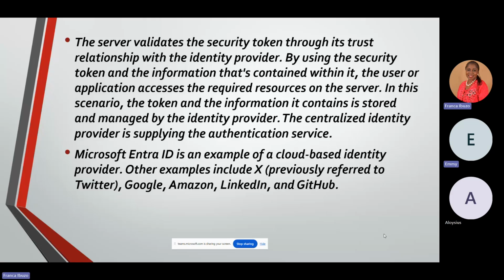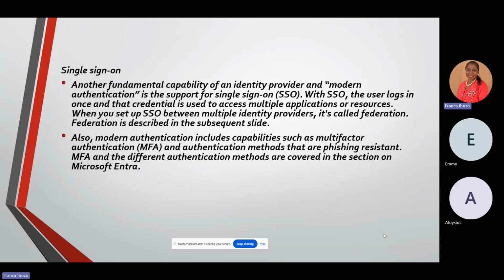Okay, yeah. You use one sign-on, exactly. You don't have to sign in again. You can use your Google account to sign in to several accounts, so each time you don't have to fill out all the forms. So another fundamental capability of an identity provider and modern authentication is support for single sign-on, SSO. With single sign-on, the user logs in once. That's why it's single sign-on. And that credential is used to access multiple applications or resources.